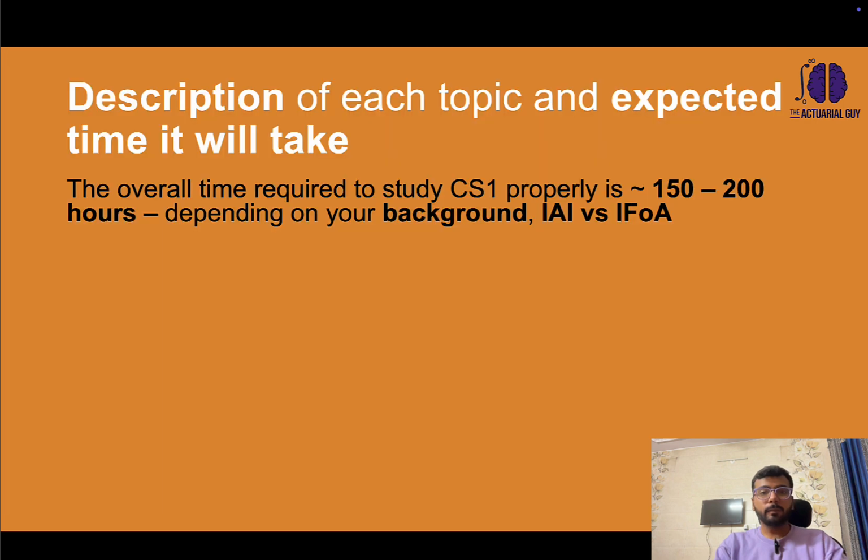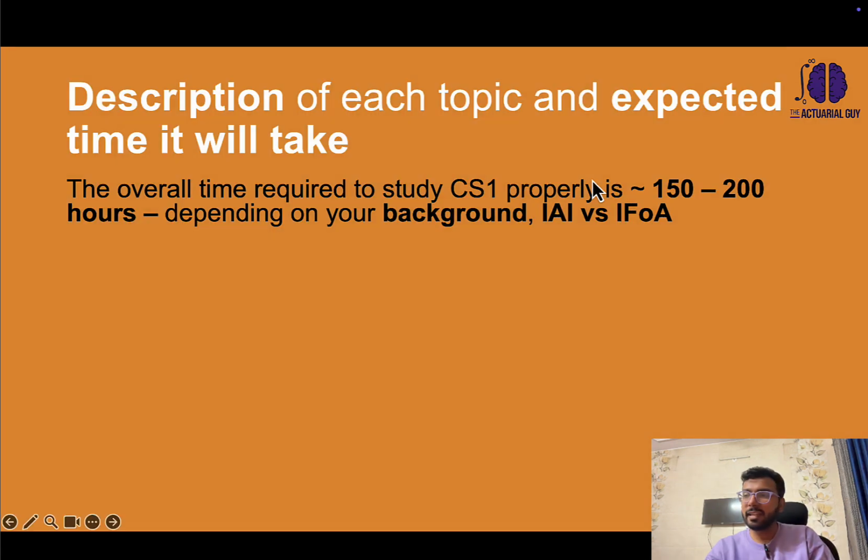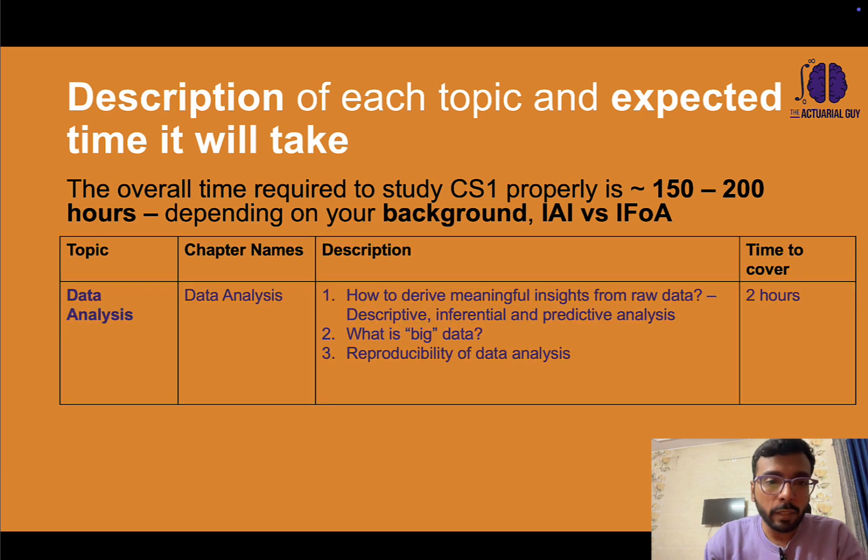Let's move on. Now I want to get into what are the individual topics covered under the subject CS1. Overall, CS1 takes anything between 150 to 200 hours of study to cover. This would depend on what your background is and whether you're taking the IA versus the IFoA exam. The IA exam tends to take slightly longer, but your typical study hours would be anywhere between 150 to 200, on the lower side if you have a background in mathematics and if you're taking the IFoA exam. Now let's get into what we study here.